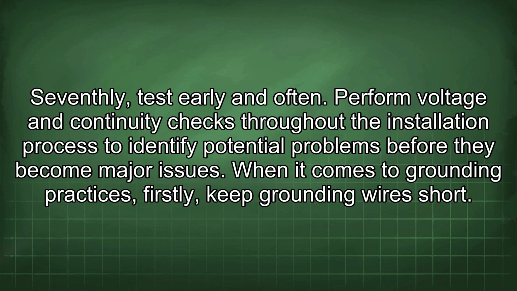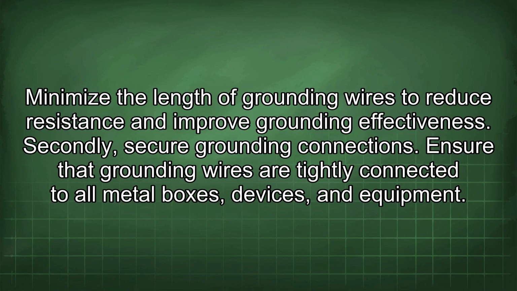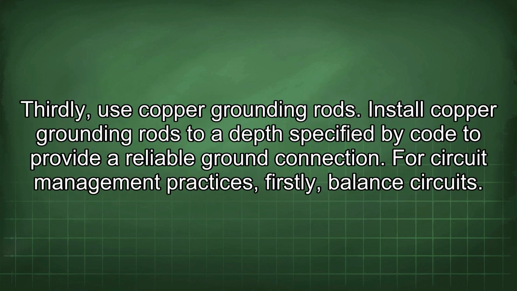When it comes to grounding practices, firstly, keep grounding wires short. Minimize the length of grounding wires to reduce resistance and improve grounding effectiveness. Secondly, secure grounding connections. Ensure that grounding wires are tightly connected to all metal boxes, devices, and equipment. Thirdly, use copper grounding rods. Install copper grounding rods to a depth specified by code to provide a reliable ground connection.